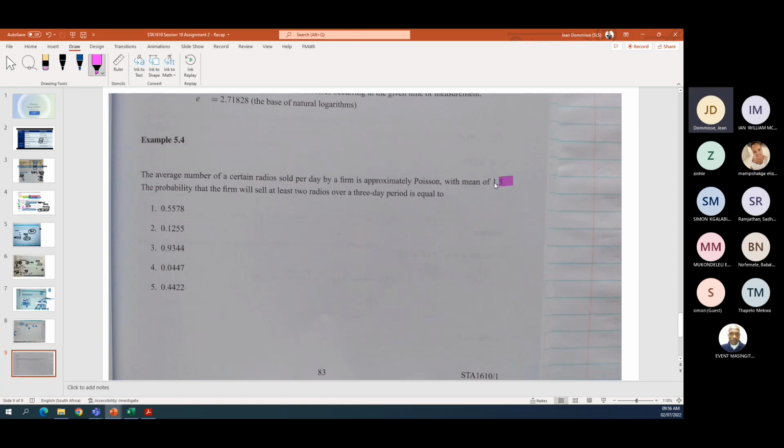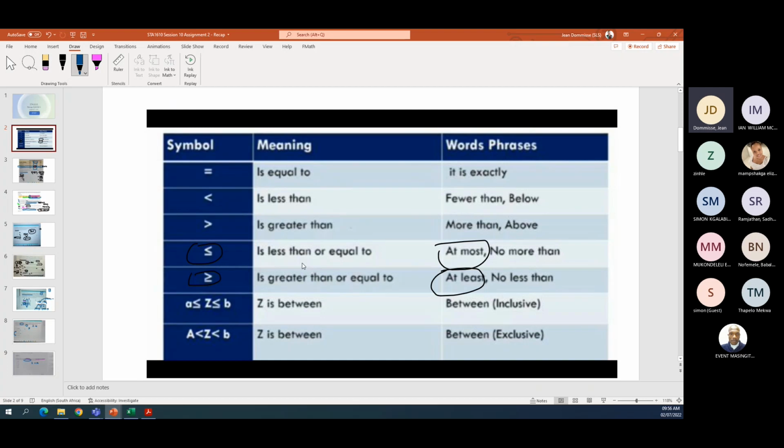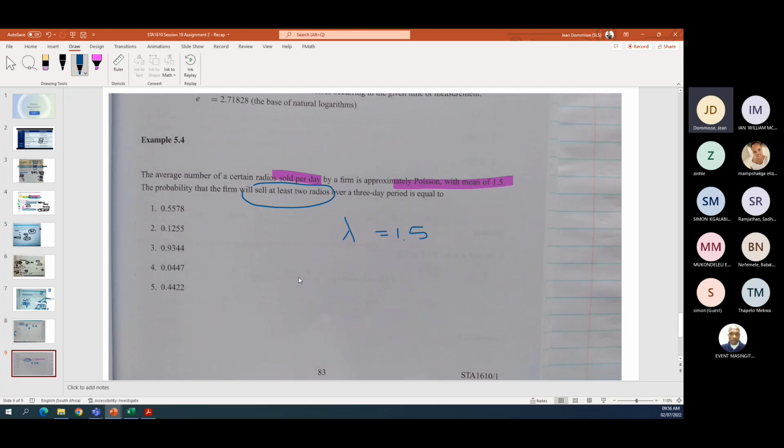Okay, here was one, again Poisson. It was one of the examples in one of the study guides, I think. The average number of certain radios sold per day is Poisson with mean equal to 1.5. The probability that the firm will sell at least, so at least is bigger or equal to, 2 radios.